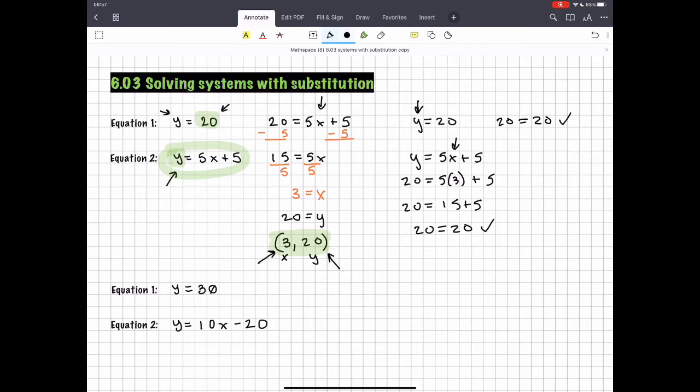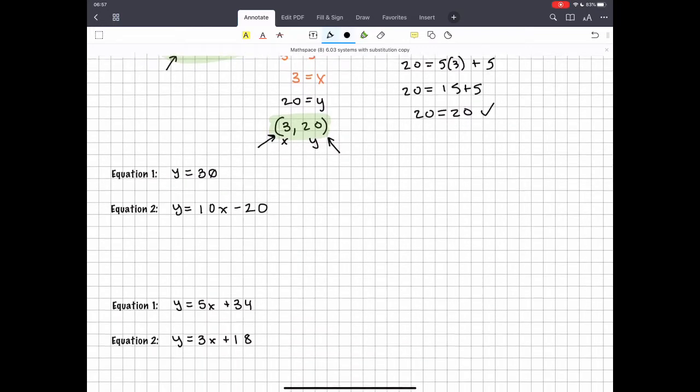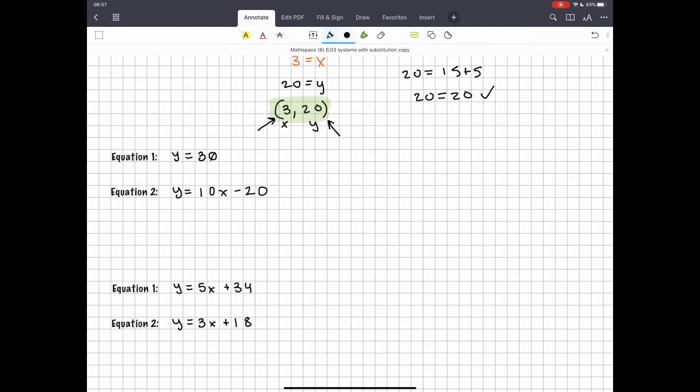I'll do a couple more so that we can get used to what we're doing. So in problem 2, we have equation 1, y is the same as 30. And in equation 2, we have y is the same as 10x minus 20. So I'm going to substitute the y in equation 2 with 30. The reason I'm doing that is because equation 1 is literally telling me y can be written as 30. Y is the same as 30.